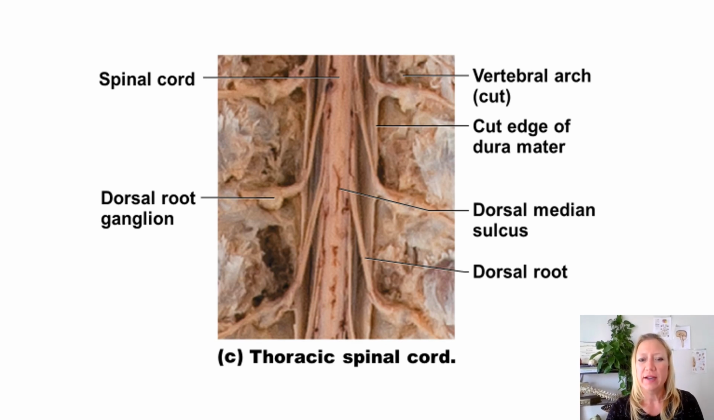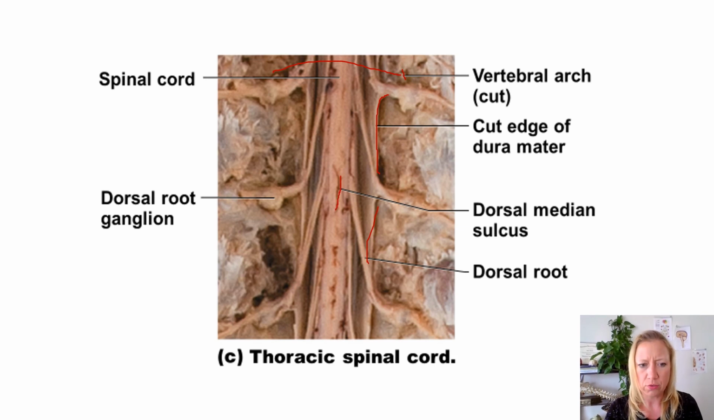We could see here, starting at the top upper right, they're just noting again where the vertebral arch had been cut. Okay, so the arch had been cut. We could see a cut edge of the dura mater, this whole membrane all the way through here. So remember, we have pia, arachnoid, dura, dura being durable, okay? Pia being pretty much just stuck on the spinal cord and the brain itself. You can see that crack in the center, that dorsal median sulcus. You can see it really nicely right there.